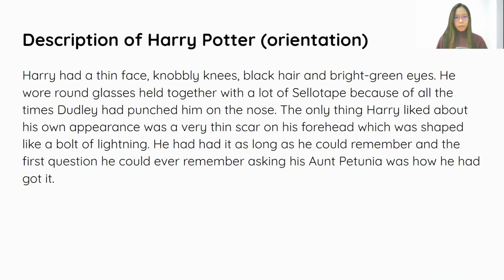So here is a description of Harry Potter at the beginning of the book. Harry had a thin face, knobby knees, black hair, and bright green eyes. He wore round glasses held together with a lot of sellotape because of all the times Dudley had punched him on the nose. The only thing Harry liked about his own appearance was a very thin scar on his forehead, which was shaped like a bolt of lightning. He had had it as long as he could remember, and the first question he could ever remember asking his Aunt Petunia was how he got it.